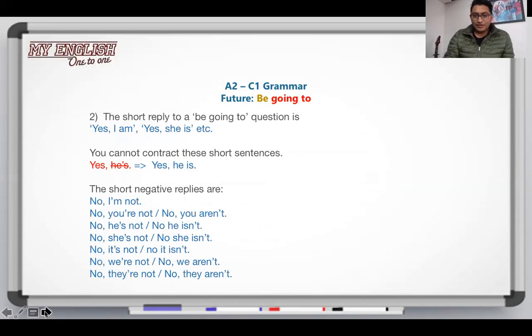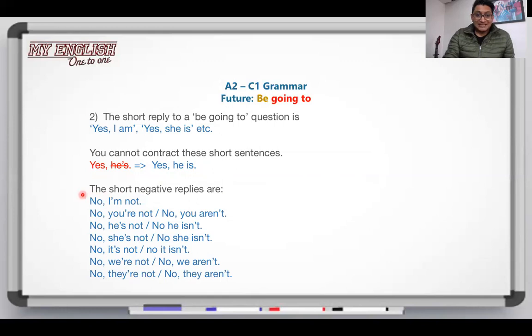Another thing you need to check is this. The short reply to a be going to question is yes I am or yes she is. For example, are you going to study? Yes I am. Is she going to study? Yes she is. You cannot contract these short sentences. Are you going to study? Yes he is. You cannot say yes he's. This would be incorrect in a short answer for a question. The correct is this sequence. Yes, he is, separated.